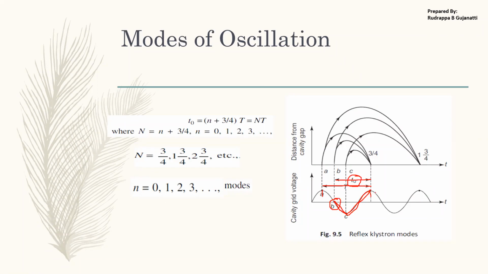So the T0 value, if n is equal to 0, turns out to be 3/4. Here you can see that the first positive interaction happens at a time duration T0, from 0. From here, after T0, I can have the first bunching occurring at the positive peak. That is what this equation specifies.